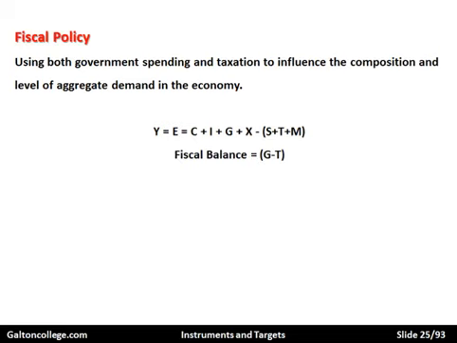Now a fiscal balance is equal to G minus T. It's government expenditure minus taxation. That's the fiscal balance. If it's a fiscal balance which is in positive area, it means that the taxation revenue exceeds the government spending. And a fiscal deficit will be the other way around. We're spending more than we're taking in.